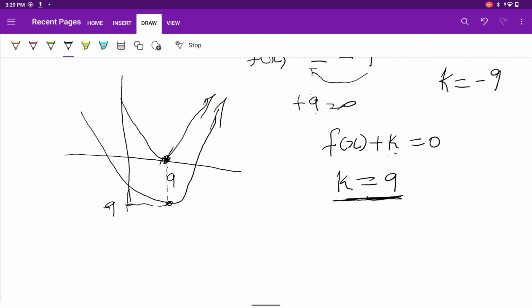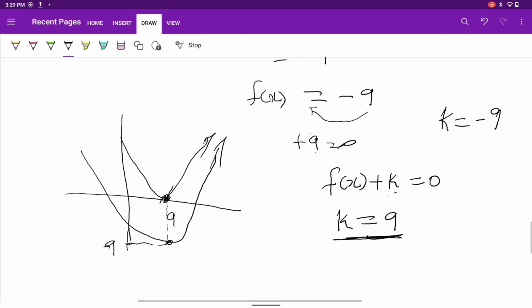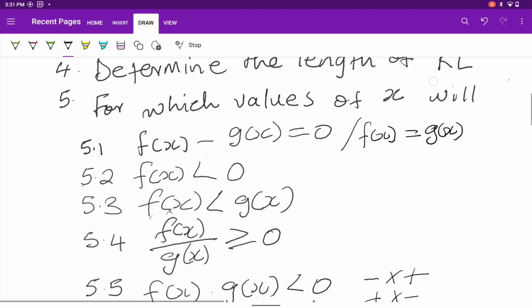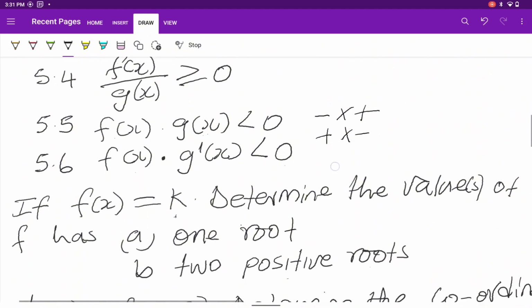But in the question that we have, because it's saying f at x equals k, it means k is negative 9. So that when we bring it this side, it's now shifting the graph up. We need to be careful on such. Now we look at the B part of the question.